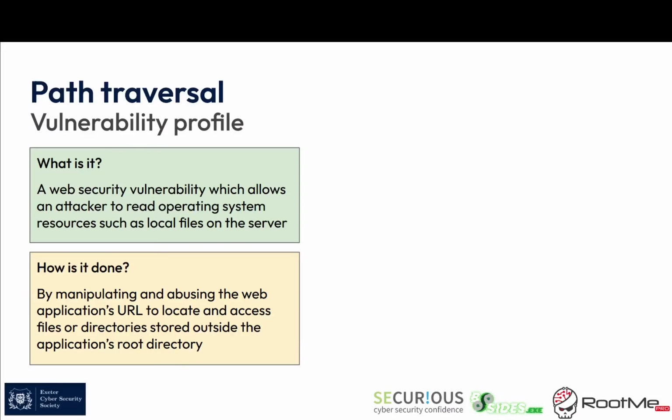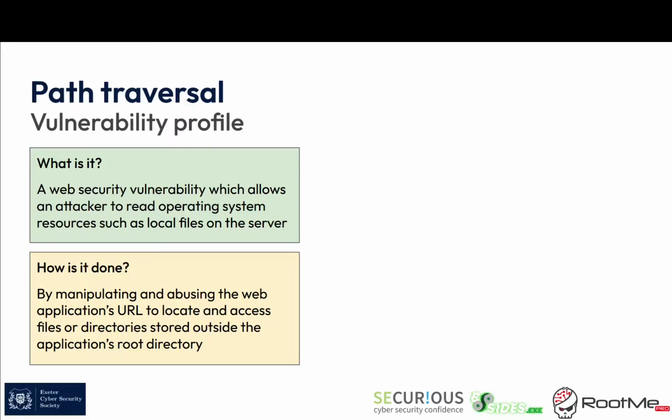Okay, this is sort of a new format. I've decided for each vulnerability I'm going to write a profile to give you a sense of what it is and how it works. So what is it? It's a web security vulnerability. It allows an attacker to read operating system resources which are outside of the local web application. So if I have a web application that lives in a certain folder, this vulnerability will allow me to read things outside of it, for example, a root folder or system files.